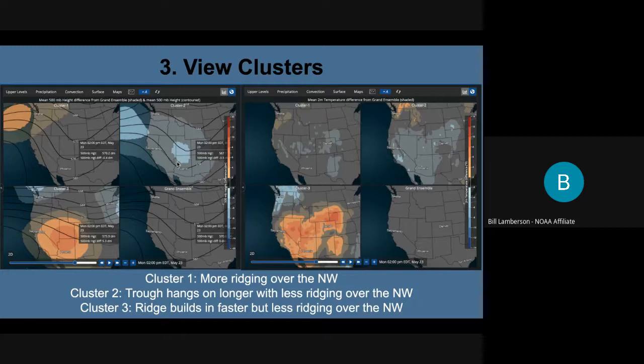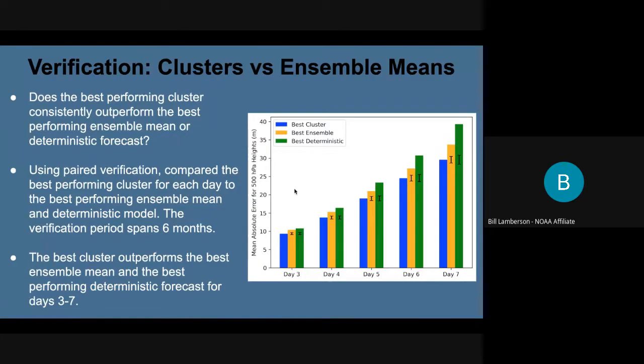And then based off these 500 millibar height clusters, we can look at other variables and see how they shake out based on differences in the large scale pattern. So what we have here is the 2-meter temperature differences for each of the clusters. And if you relate it back to the 500 millibar heights, it makes sense. So for example, let's look at cluster 3, which had higher heights over the southwest. No surprise, cluster 3 has warmer temperatures over the southwest and cooler temperatures over the Pacific Northwest. So that's basically a quick overview of the clustering methodology.